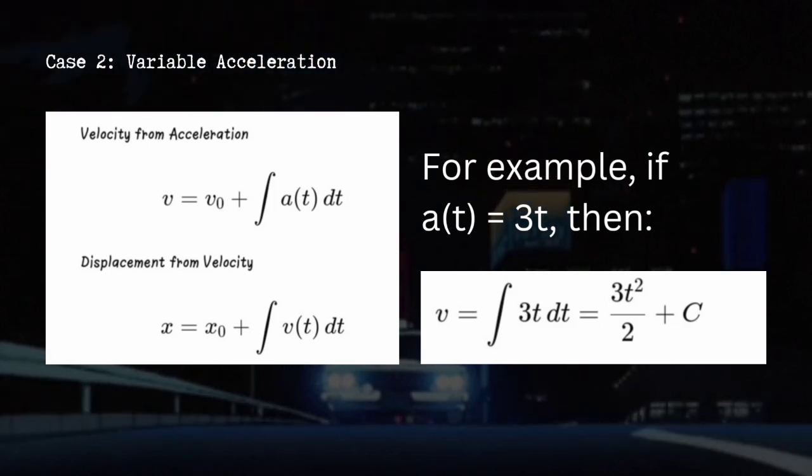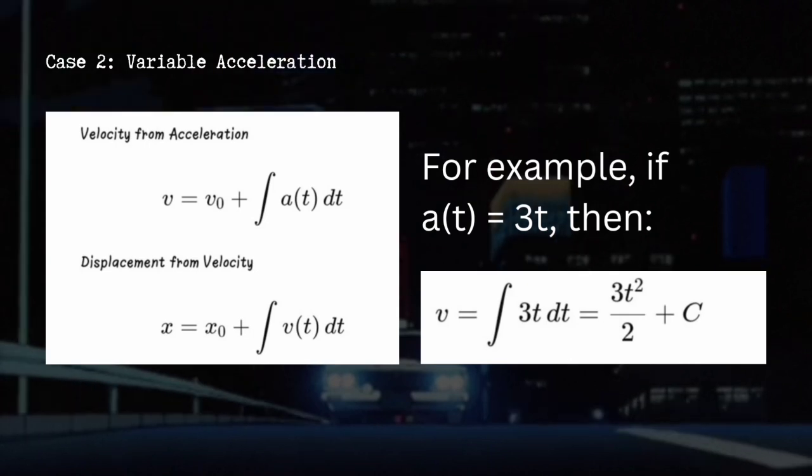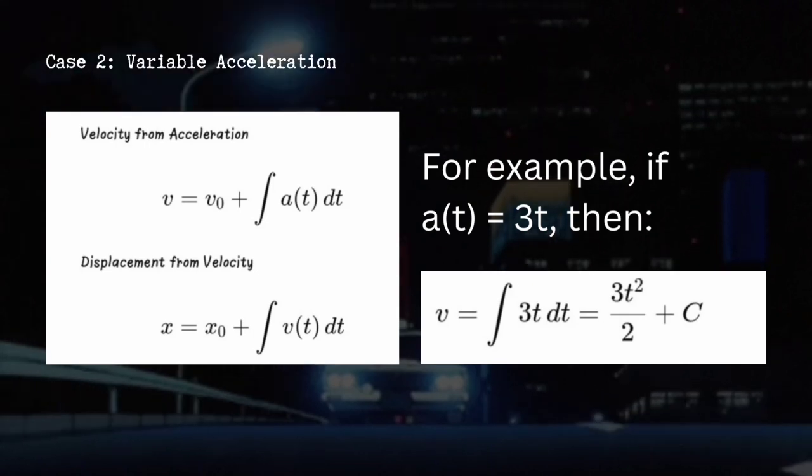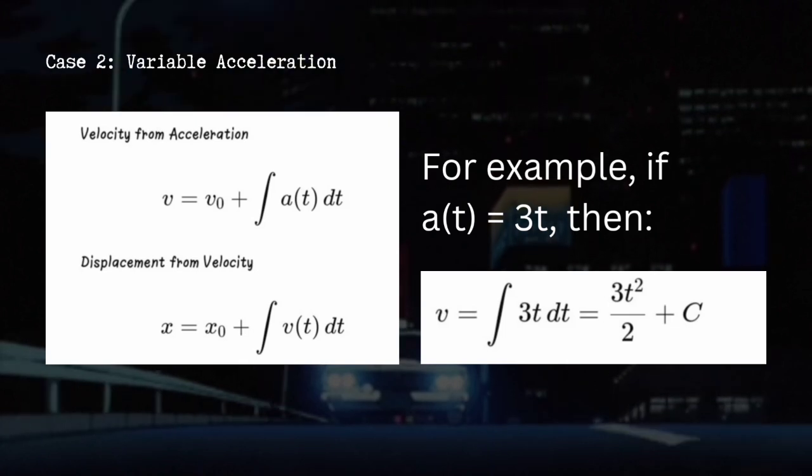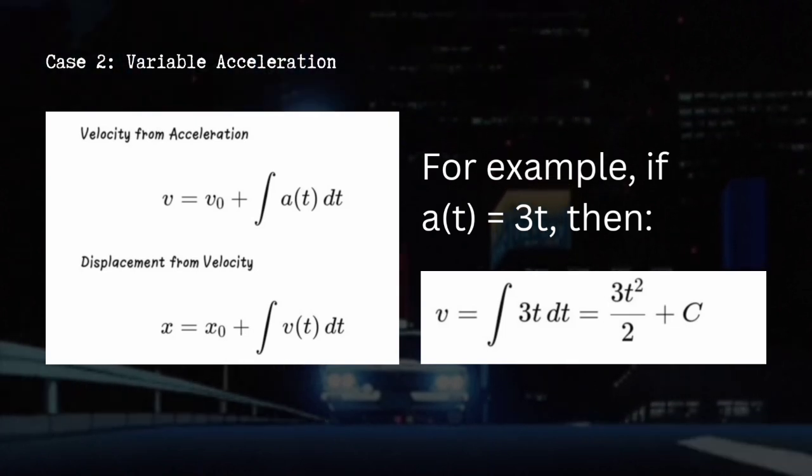Velocity equals the integral of 3t dt, which equals 3t squared over 2 plus c. So the answer is 3t squared over 2 plus t.